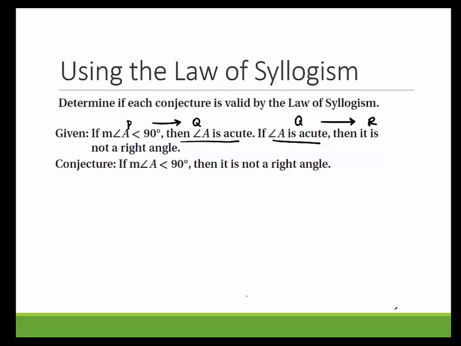Basically what we did is we cut out the middle part and just drew the conclusion that if the measure of angle A is less than 90 degrees, then it's not a right angle. So based on the law of syllogism, we can say that.